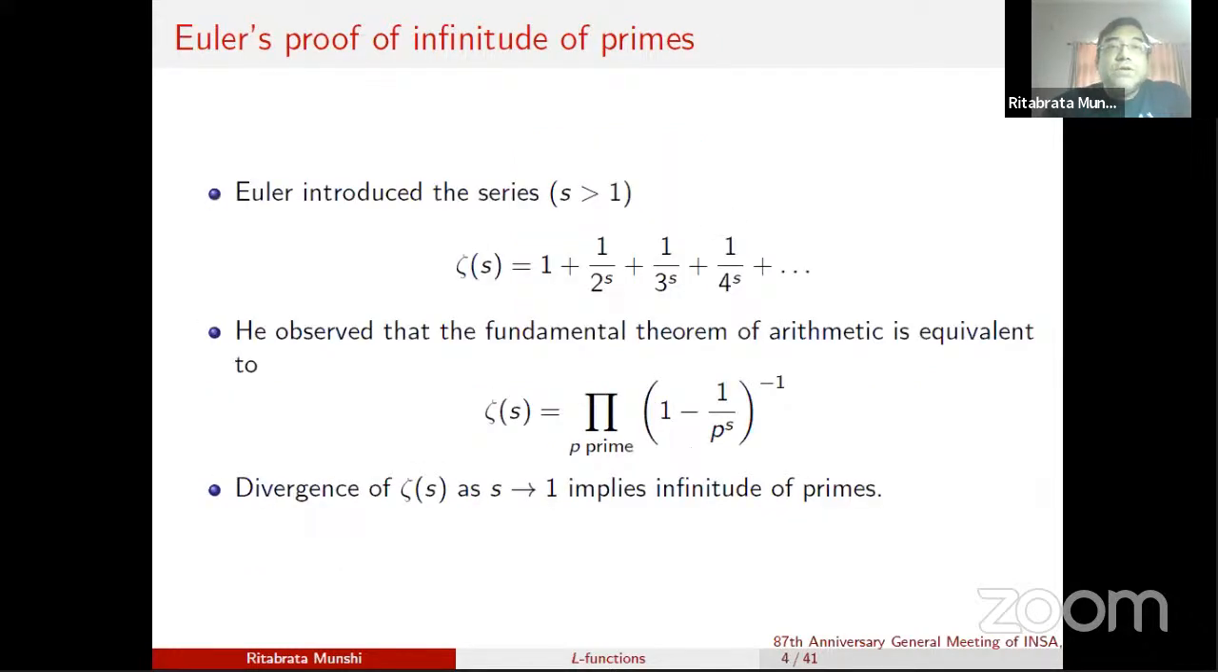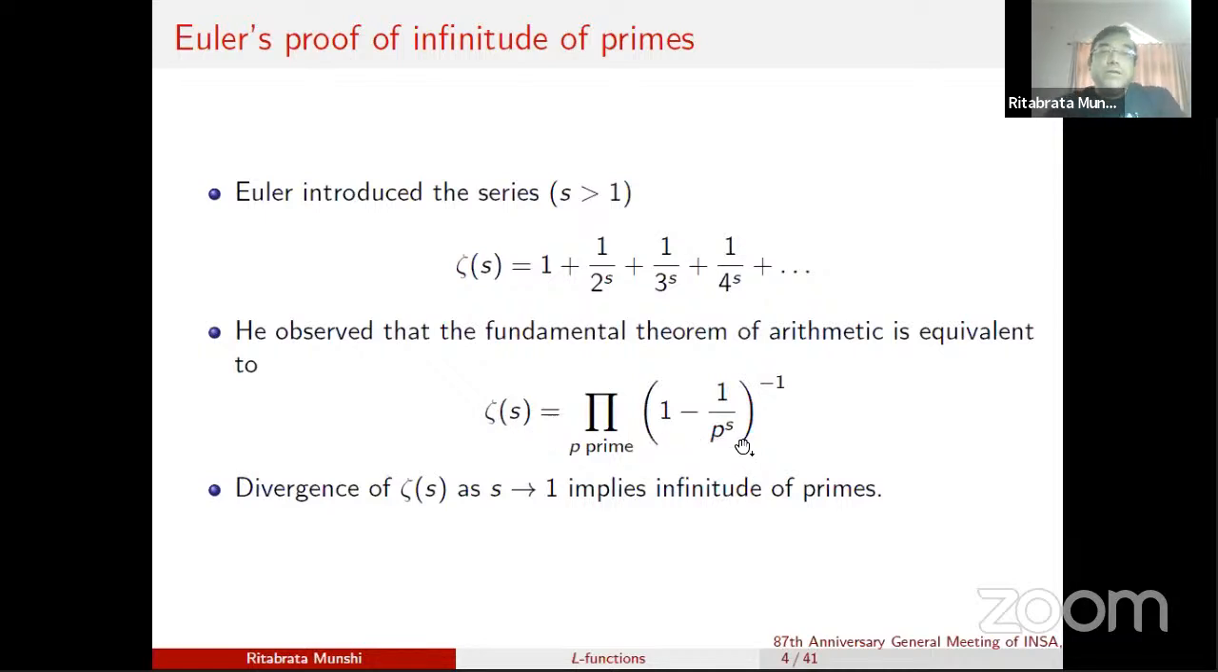After a couple of thousand years, Euler came up with a new proof of the infinitude of primes. He introduced this series, which we now denote by zeta(s). It's just the reciprocals of the integers raised to the power s. If you take s to be bigger than 1, then this series converges absolutely. Euler observed that the fundamental theorem of arithmetic, which says that every integer can be written uniquely as a product of prime numbers, is equivalent to saying that this zeta function has a nice product formula. If s is a real number greater than 1, then zeta(s) can be written as this product.